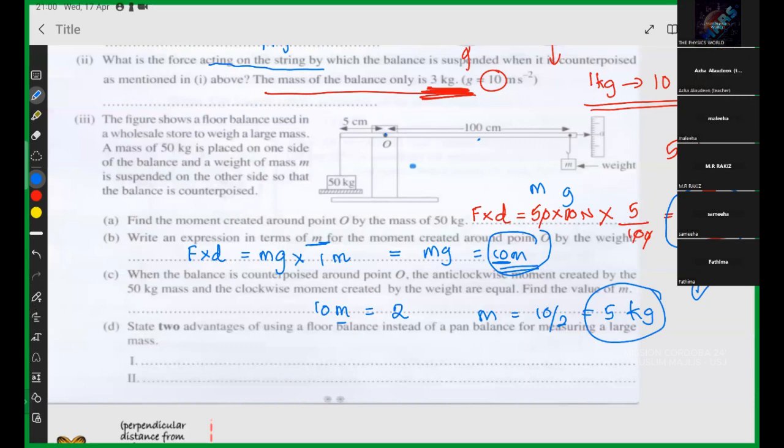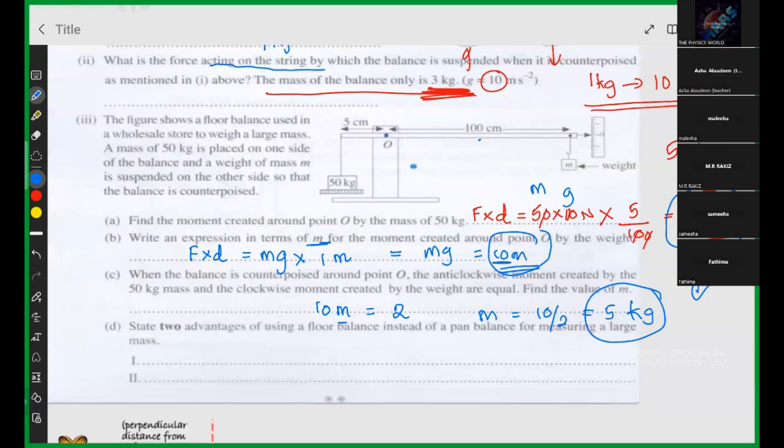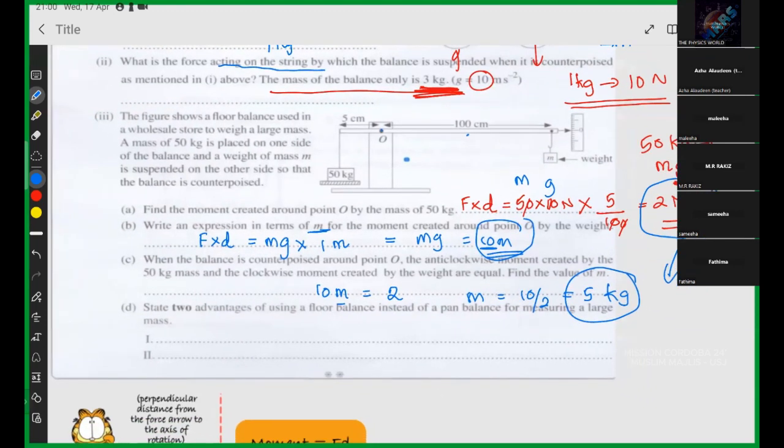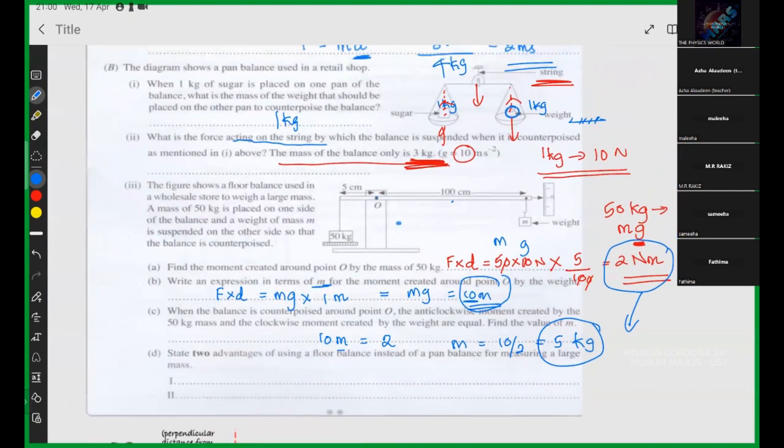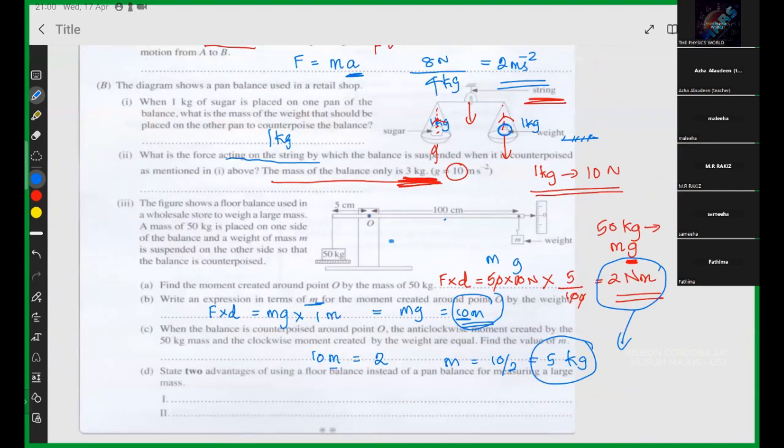Yes, teacher. So the next question, is it clear? Any doubts? Madam, isn't it 2 divided by 10? I'm so sorry. It's 2 divided by 10. So it has to be 0.2 kilogram.